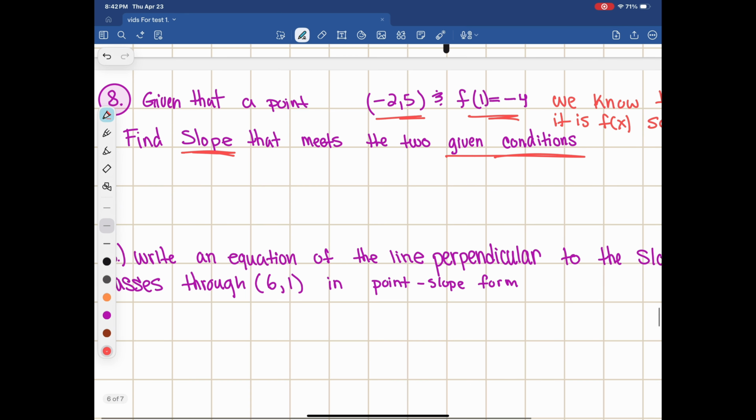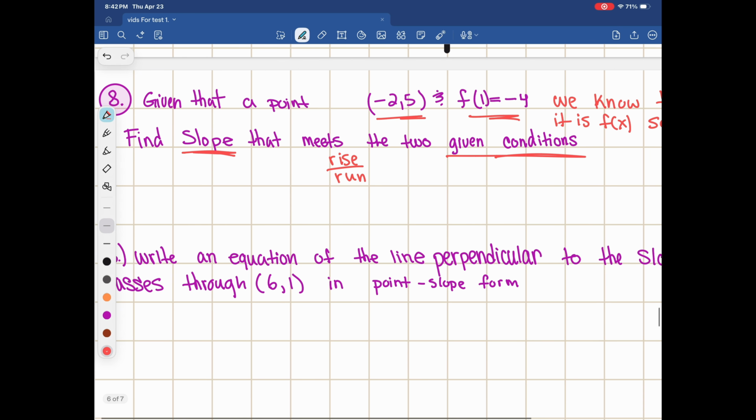So we're going to find the slope that meets the given 2 conditions. So relatively simple. We have to use rise over run to find slope. And remember what slope is actually equal to. So m is also the notation, but it's change in y over change in x.